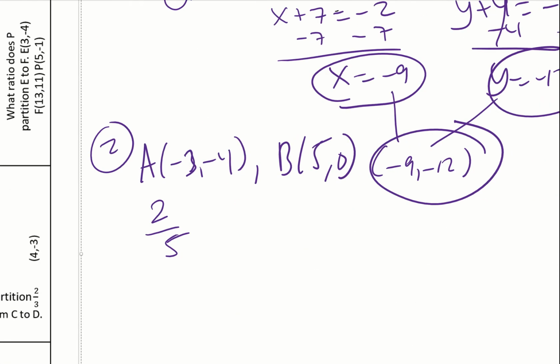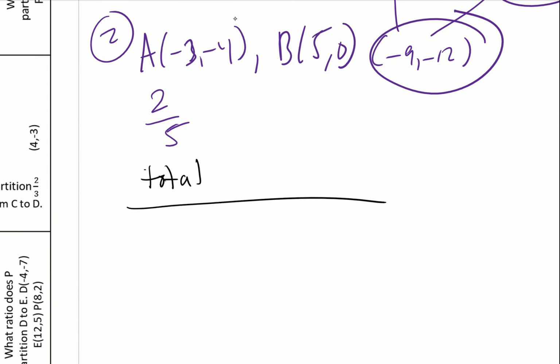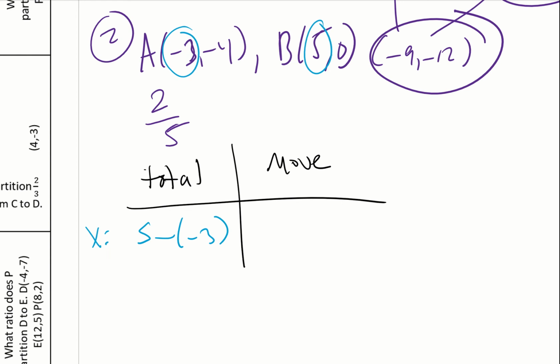All right, so again, usually what I do is I set up the table. So we got the total distance, we have the moving distance. So let's subtract the x values here. Remember, final minus initial. So my B is my final. So let's do the x first. 5 minus -3 is 8. Let's do the y coordinates. 0 minus -4 is 4.